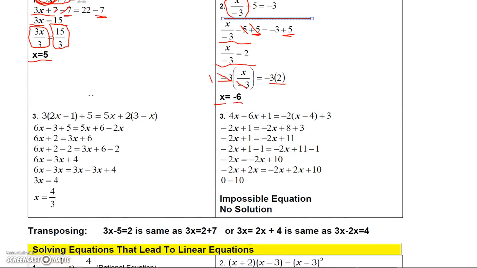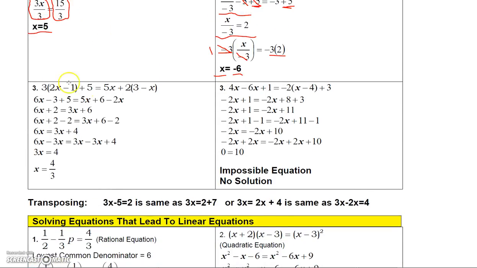Let me show you a couple more. On this one, I'm going to have to distribute. So here I have 3 times 2x minus 1 plus 5 equals 5x plus 2 times 3 minus x. Now I'm going to have to use the distributive property, which you may need to review. But 3 times 2x minus 1 would be 3 times 2x, which is 6x. And then you also have to multiply 3 times minus 1, which is -3.